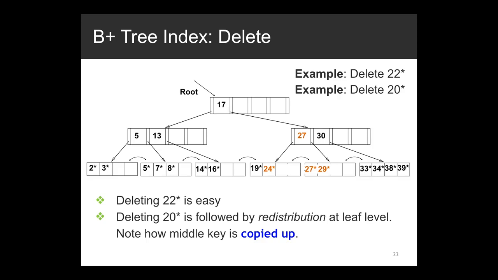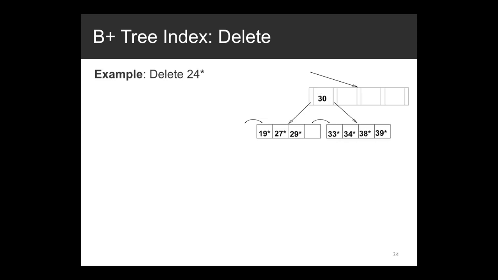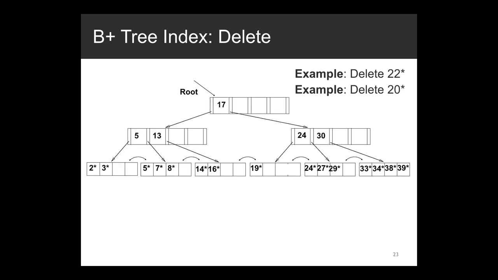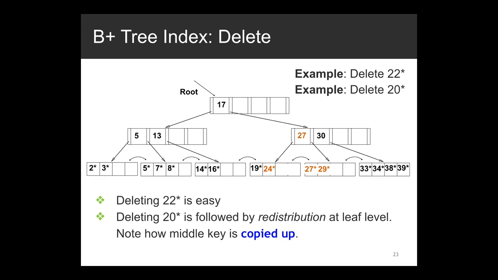What you do is you merge these 2 leaves. Okay? And then after deleting 24, 19, 27, and 29, you get a single leaf, and 33 to 39 is the other leaf. If you see the parent, there was 27 in the parent over here. Because these 2 leaves are merged, this entry in the parent is going away. And that means the parent is left with only 30.